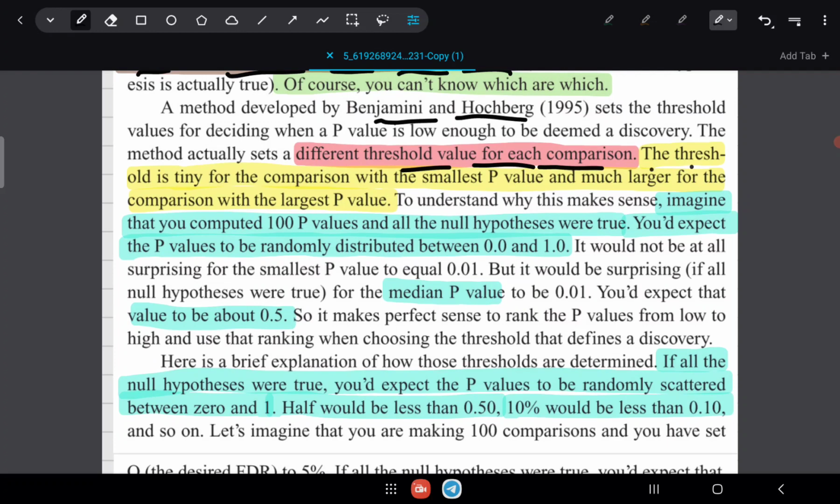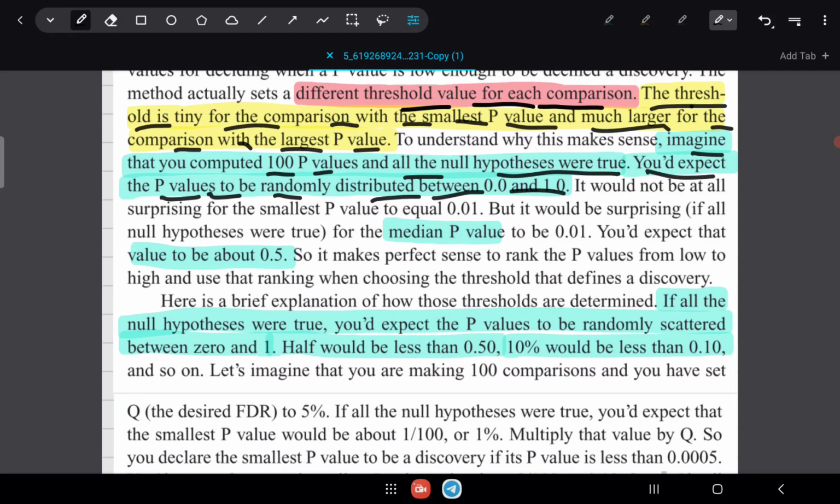See, the threshold is actually tiny for the comparison with the smallest p-value and it is much larger for the comparison with the largest p-value. This much you have understood. To understand why this makes sense, imagine that you computed 100 p-values and all the null hypotheses were true in reality. Then you would expect these p-values to be randomly distributed between 0 and 1. It would not be at all surprising for the smallest p-value to be 0.01. Smallest p-value you would expect to be 1 by 100. So the smallest p-value will be 0.01. You would expect the smallest p-value to be 0.01 and you would expect the median p-value to be about 0.5.